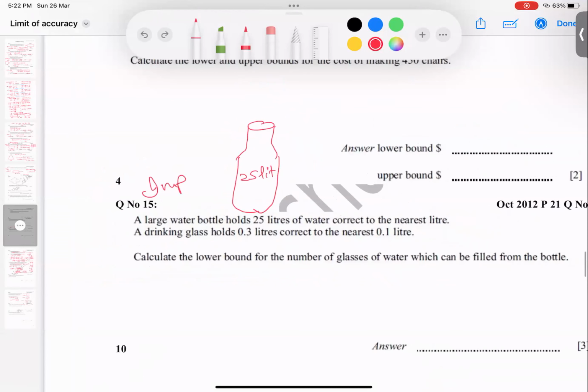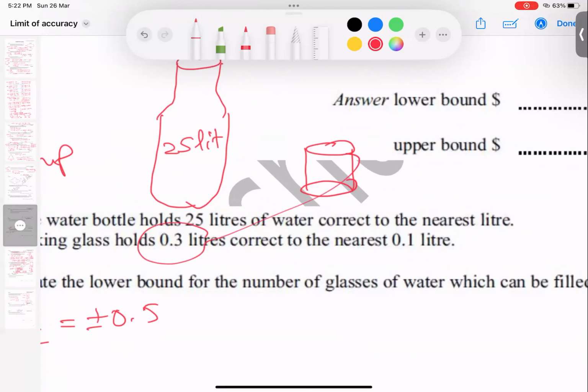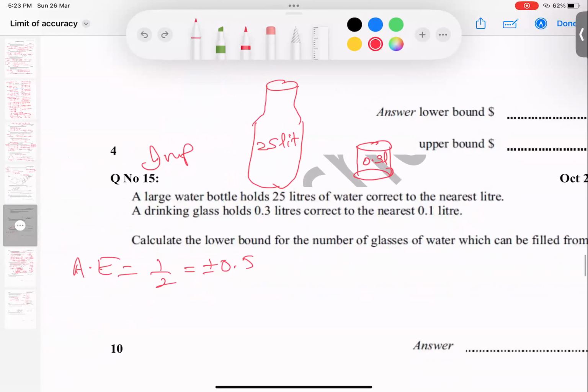He said nearest liter. So how to get the absolute error? Nearest liter means 1 liter. 1 divided by 2, I got plus and minus half a liter. Okay, we can find it, and we will discuss later what to find here. First of all, let's take a glass. A glass is a small object compared to this one. So what is the glass capacity? 0.3 liters. So the jug capacity is 25 liters and the glass capacity is 0.3 liters. I hope this point is clear up till here. Let's move on. So how to find it now for the bottle? This is for the bottle.